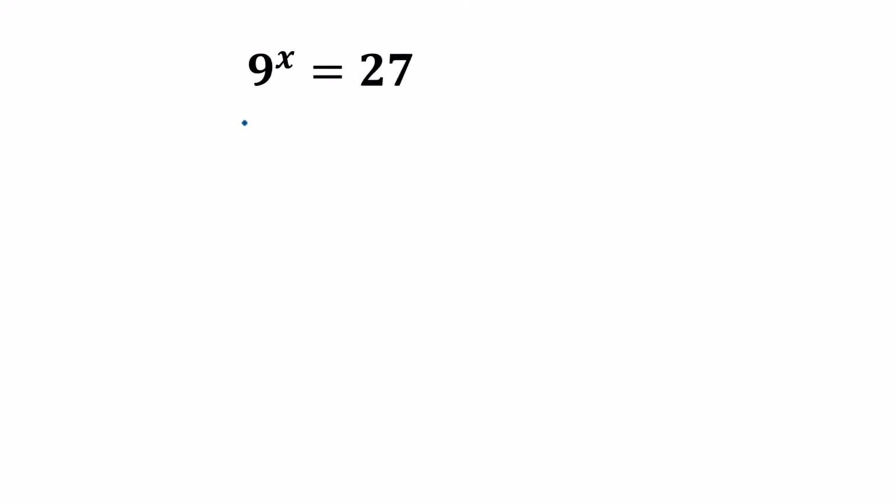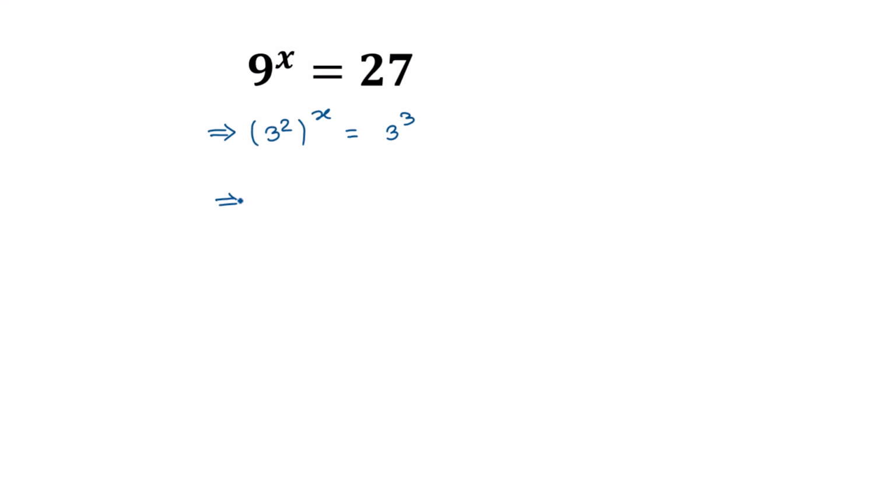Hello everyone. In this video, I am going to solve an exponential algebraic equation: 9 to the power x is equal to 27. We can write this 9 as 3 squared, so (3 squared) to the power x is equal to this 27. We can write 27 as 3 to the power of 3.